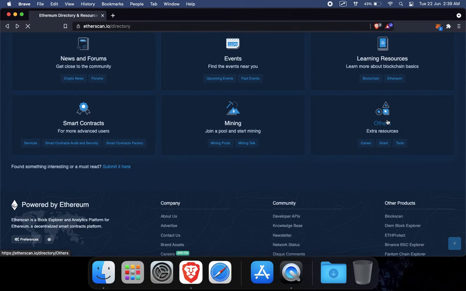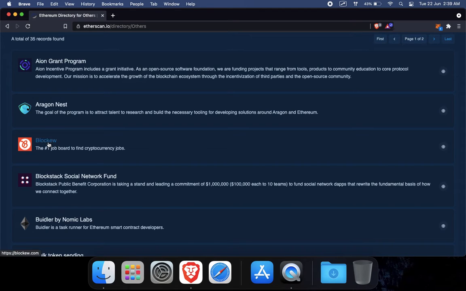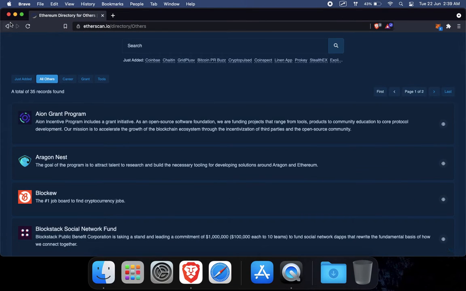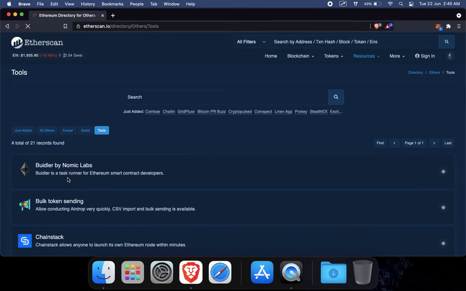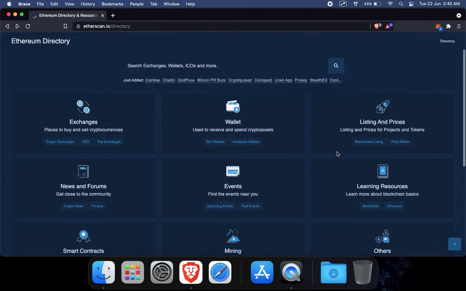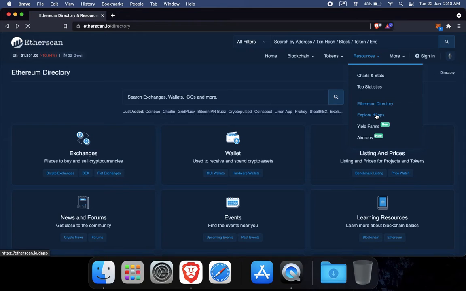And other resources, let's see what other resources there are. So some grant programs, cryptocurrency jobs, if you're looking for them, crypto careers, and so on and so forth. So tools, right? These are more for developers. Okay, so I think that pretty much covers most of the stuff here. Oh, explore dApps.